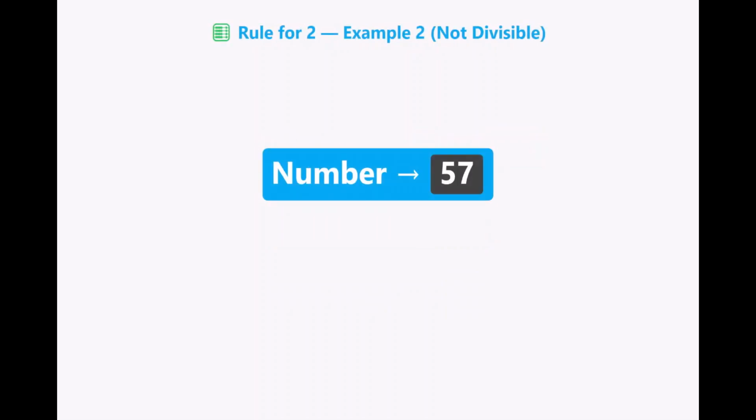Here is another example number. Let's apply the rule again. The last digit is 7, which is not even. So 57 is not divisible by 2.